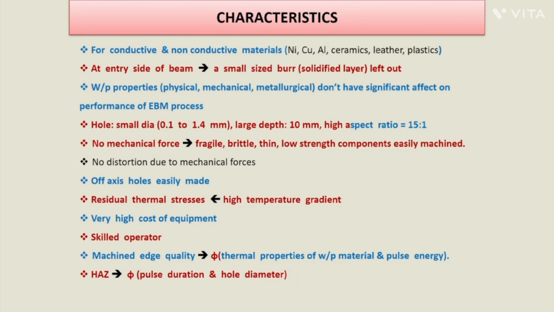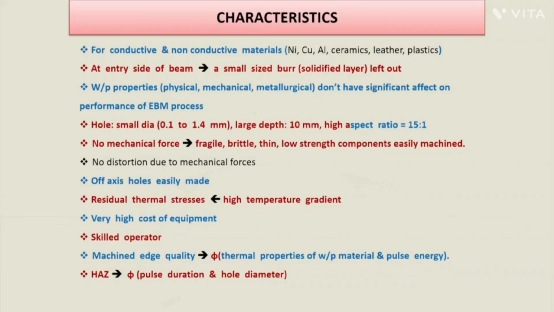Workpiece properties, physical, mechanical and metallurgical, do not have a significant effect on the performance of the electron beam machining process. Hole diameters as low as 0.1 to 1.4 millimeter, a large depth of 10 millimeter, and a high aspect ratio of 15:1 can be generated on the workpiece surface.